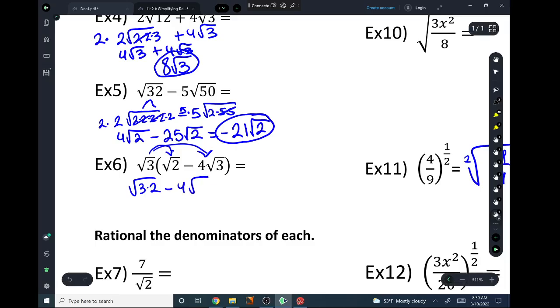Minus 4 root what? 3 times 3, yeah? What did I do? Root 3 times root 2 is root 3 times 2. Root 3 times 4 root 3 is negative 4 times root 3, right? Make sense? So you can just multiply the roots together.